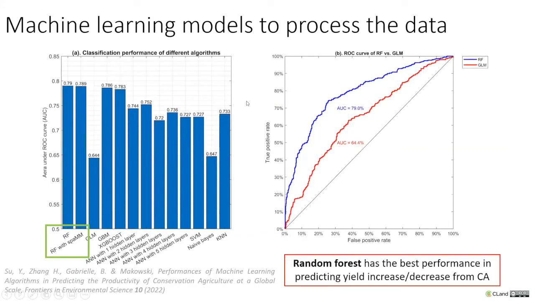Then we used different machine learning models to process those data, and we compared all those models. We found that random forest has the best performance in predicting the yield increase or decrease from CA. The final model performance of random forest is an AUC value of 80%.